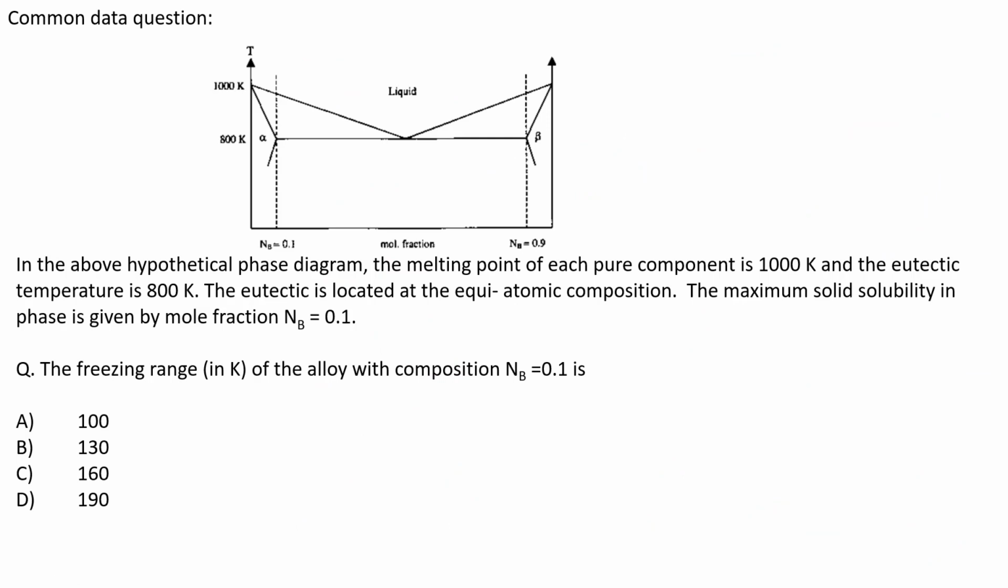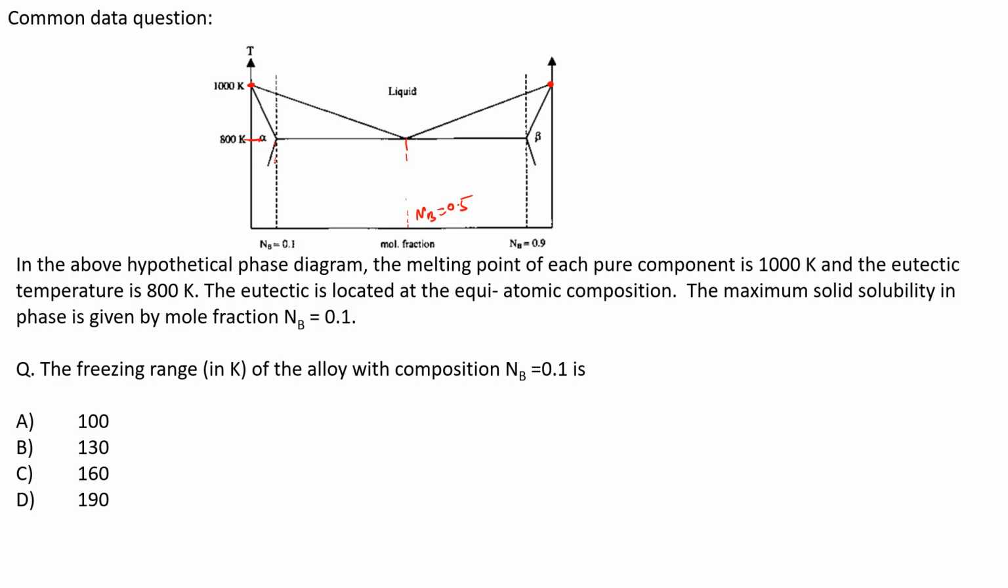Next. In the above hypothetical phase diagram, the melting point of each pure component is 1000 Kelvin, and the eutectic temperature is 800 Kelvin. Eutectic is this one. The eutectic is located at the equiatomic composition. So it is very simple, I think. Equiatomic means Nb is equal to 0.5. It is given as mole fraction. The maximum solid solubility in alpha phase is given by mole fraction Nb equal to 0.1. So this is the first case.